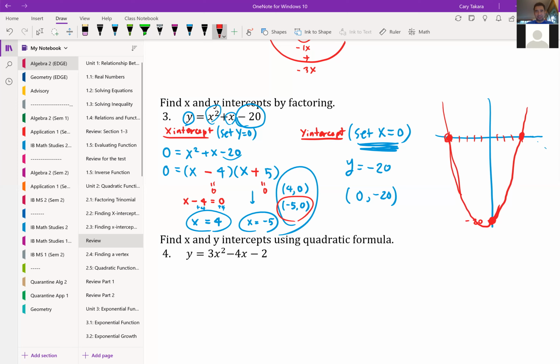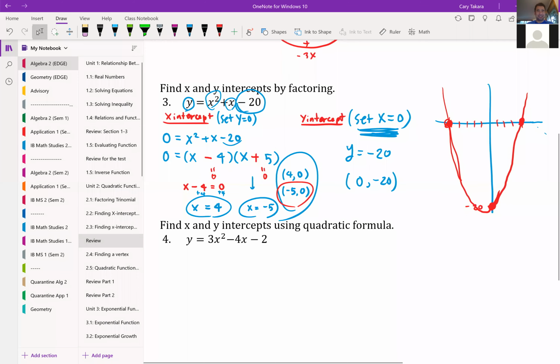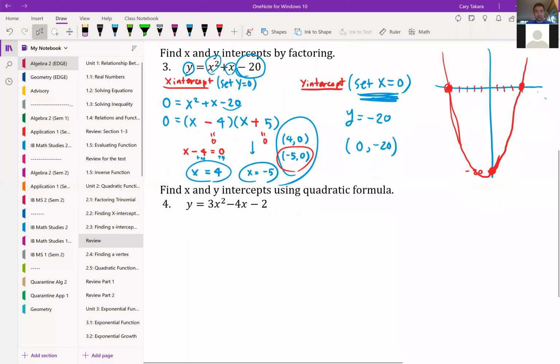Okay, here's the last question, guys. And we're done, okay? Number 4. I want you to find the x-intercept by using the quadratic formula. You guys have the quadratic formula in your notes? I'll give you 1 minute. Okay.